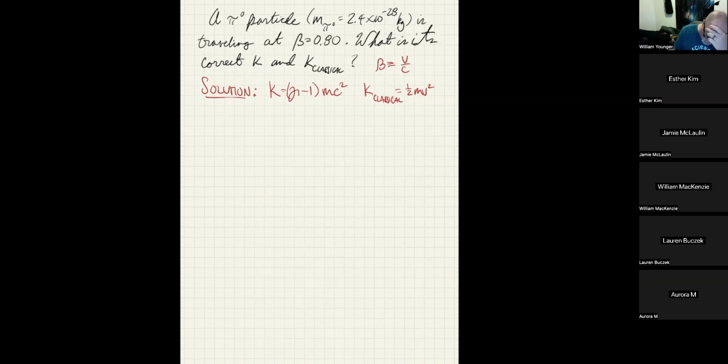So now let's look at what gamma is. Gamma is equal to 1 over the square root of 1 minus beta squared, which equals 1 over the square root of 1 minus 0.80 squared. Now, 0.80 is really 8 over 10. So if you square that, you're going to get 64 over 100. Then this is 100 over 100 minus 64 over 100. And because of that, you get 1 over the square root of 36 over 100.